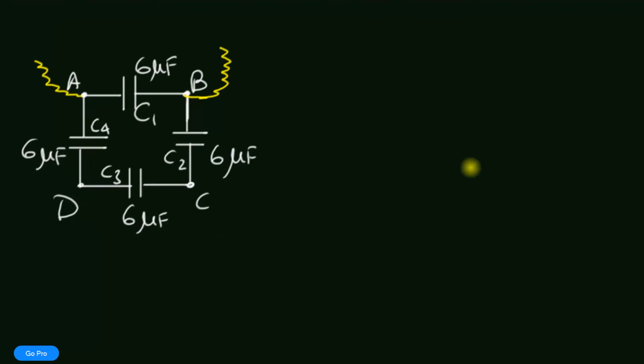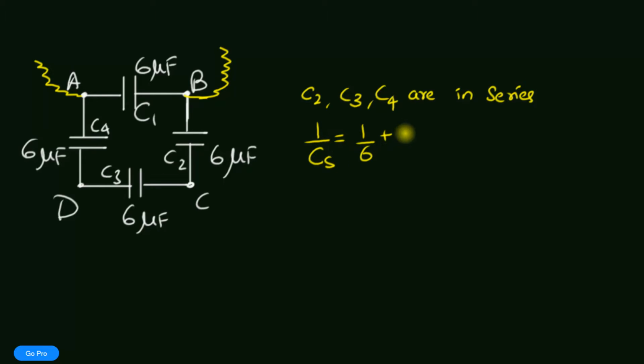So let's write that down. Here we have our solution. C2, C3 and C4 are in series with each other. And since they are in series with each other, we can find their effective capacitance. Well, the effective capacitance 1 over Cs is just going to be 1 over 6 plus 1 over 6 plus 1 over 6. Well, that's 3 over 6. That makes the effective capacitance Cs to be just 2 microfarad.